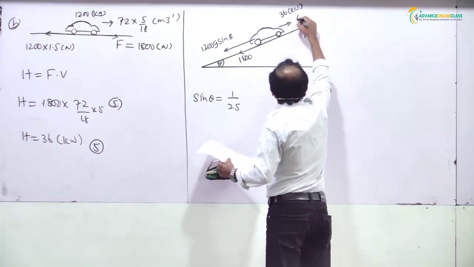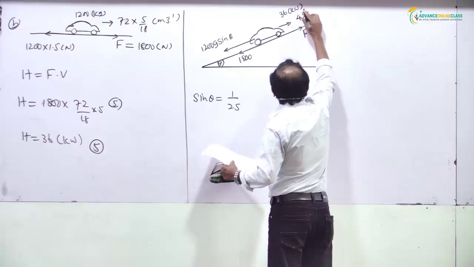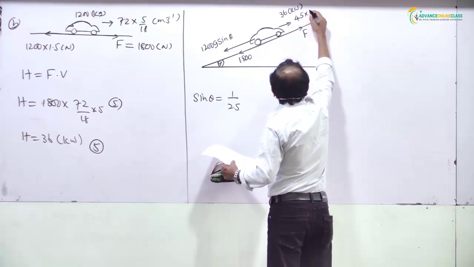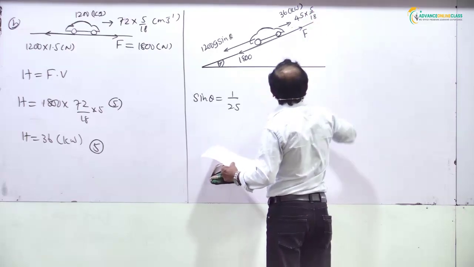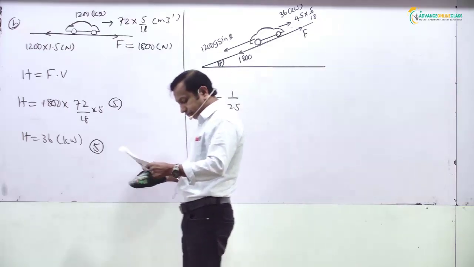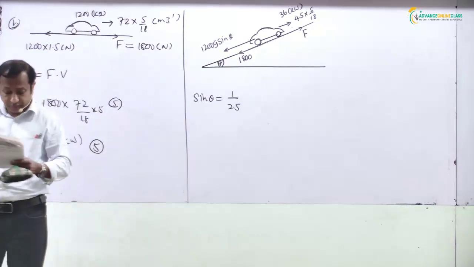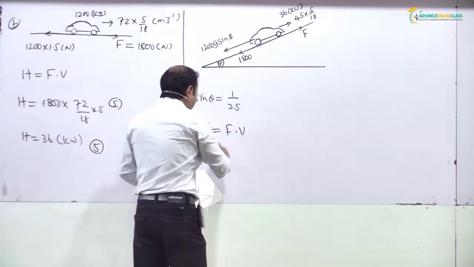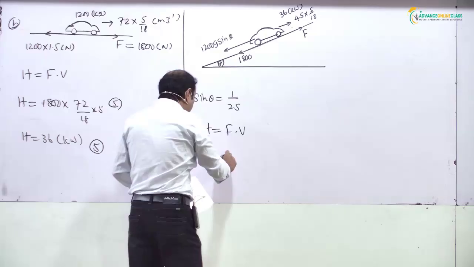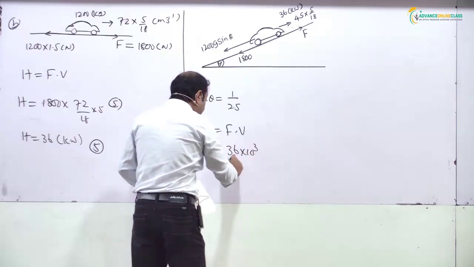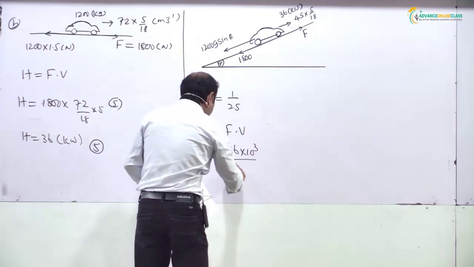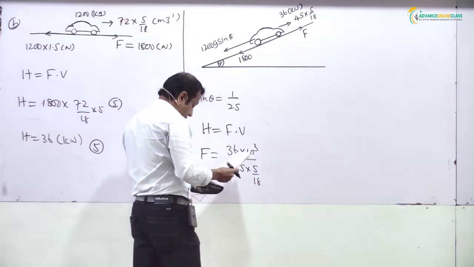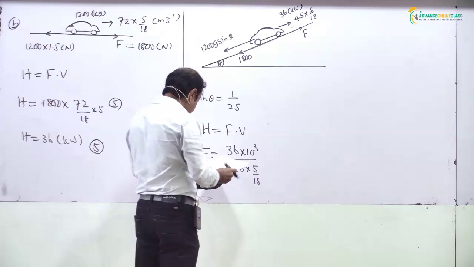The velocity is what? 45 into 5 over 18. So in this case, by using H equals F into V, we can find the tractive force F. H means 36 into 10 to the power 3, V is 45 into 5 over 18. So we get there something for H.